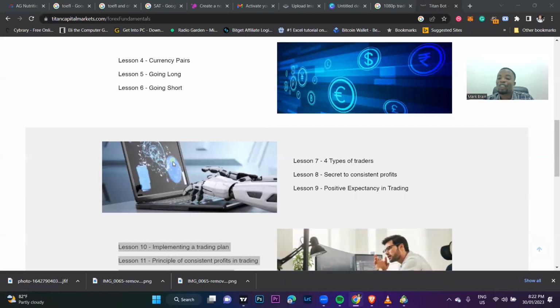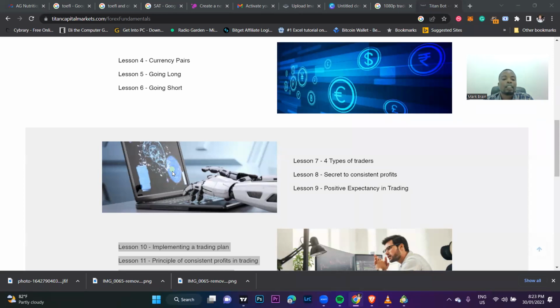Then we have types of traders. Now, we will all definitely hear that we are not going to be the same type of trader. There are so many factors considered to let you know what type of trader you will be. After that, a secret to consistent profit. Truthfully, when I first got to the website, this was my first interesting aspect. What is that one thing that can keep you among the top 10% profitable traders? Positive expectancy in Forex trading, or in trading.